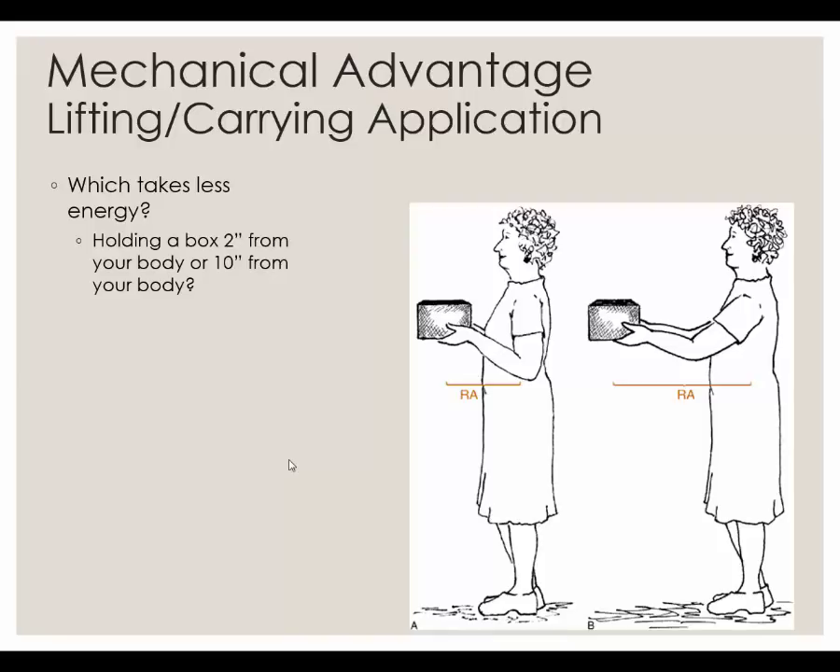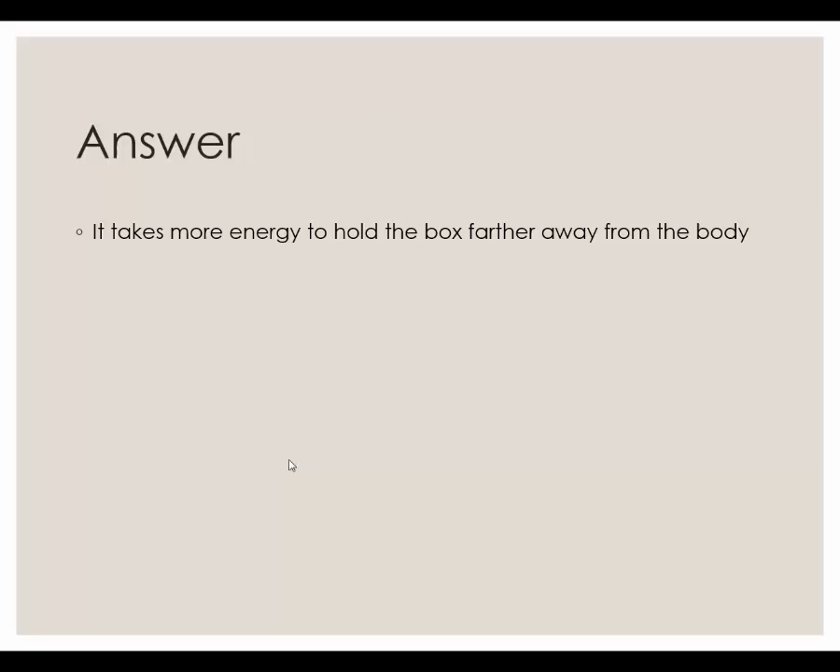All right, so if she shortens the resistance arm and brings her elbows in, she gives herself that mechanical advantage, okay, over lengthening the arms. It takes more energy to hold the box further away from the body.